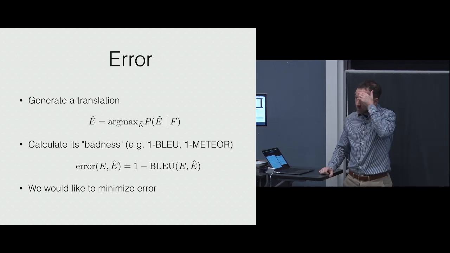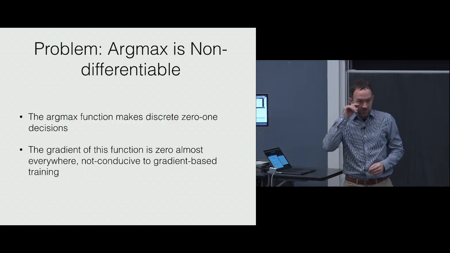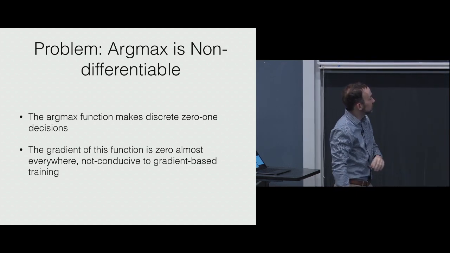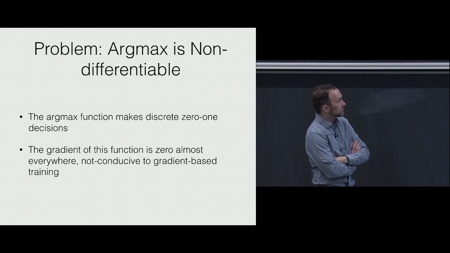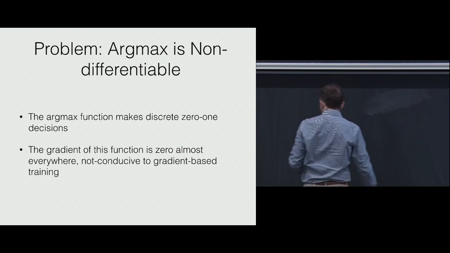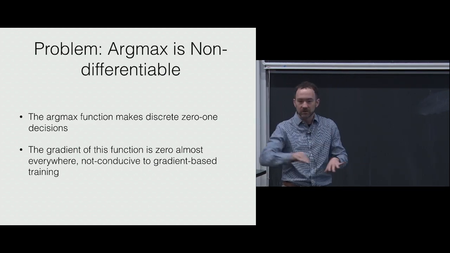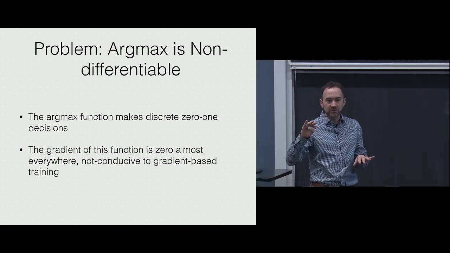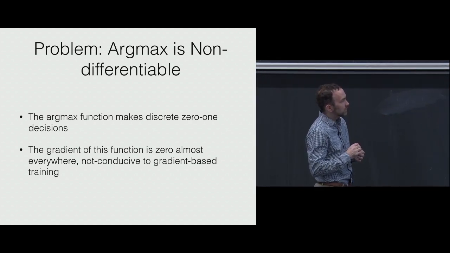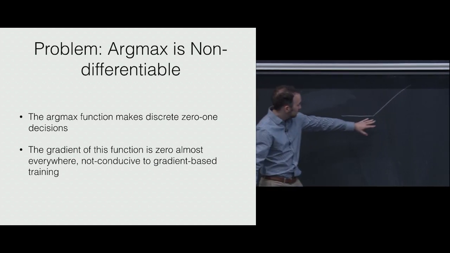But the reason why we can't minimize the error directly is that if we are searching for an output using the argmax function that I wrote up there, the argmax function makes a bunch of discrete 0-1 decisions. Because of this, it is non-differentiable. ReLU is also not smoothly differentiable. You know ReLUs, right? ReLU is subdifferentiable, which means you can differentiate it almost everywhere. But more importantly, ReLU has a non-zero gradient in some places. ReLU looks like this, so you get a non-zero gradient here.